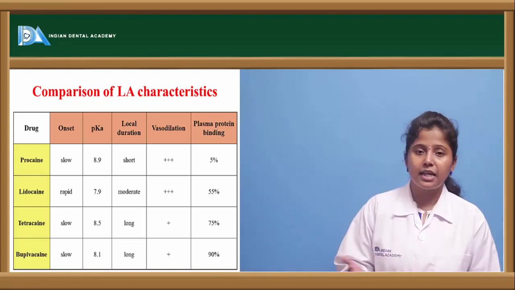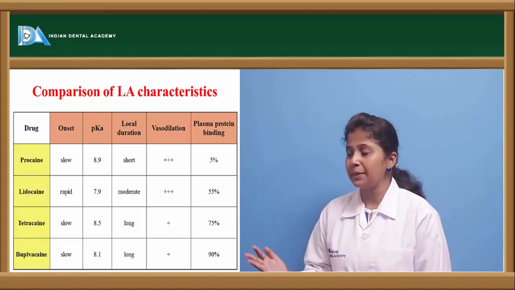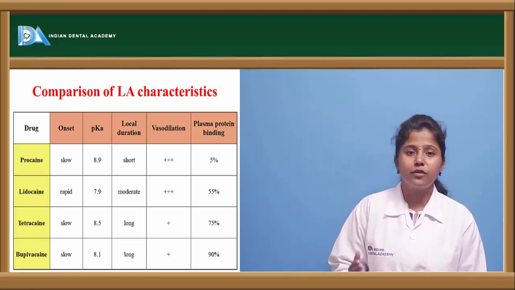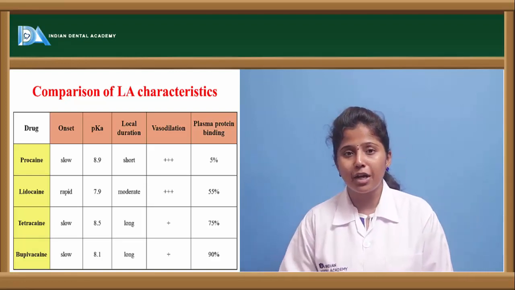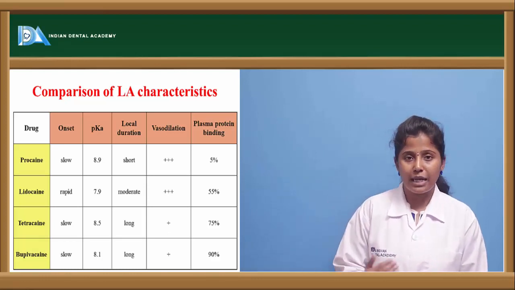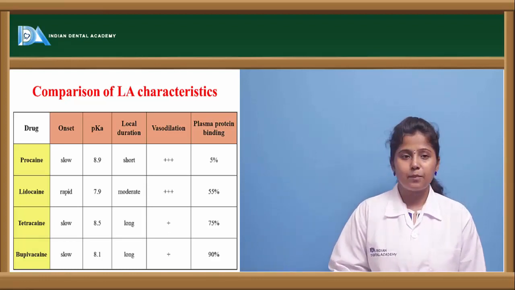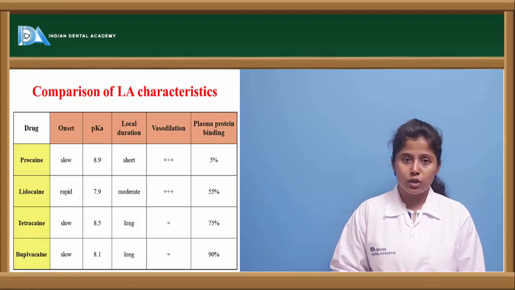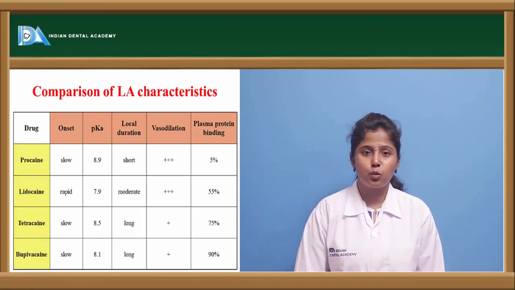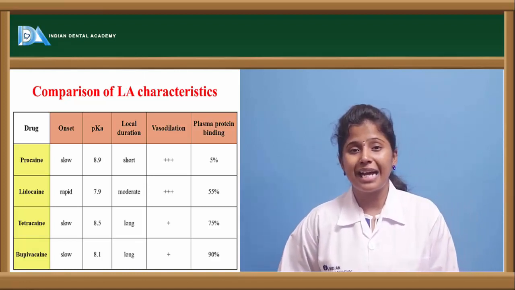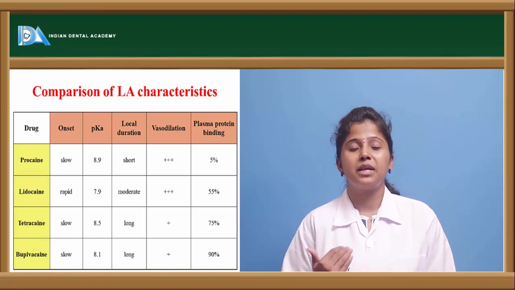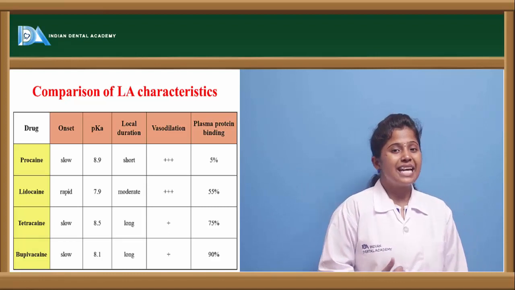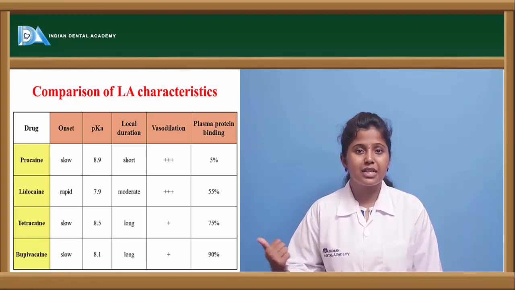The drug tetracaine also has a slow onset of action, the pKa value is about 8.5, and it has a longer duration of action. When compared to procaine and lidocaine, it has a lower vasodilatory effect, and plasma protein binding capacity is up to 75%. And the drug bupivacaine also has a slow onset of action, the pKa value is 8.1, with a longer duration of action and less vasodilatory effect when compared to other drugs. The plasma binding capacity of bupivacaine is around 90%, so only 10% of the drug is effective.